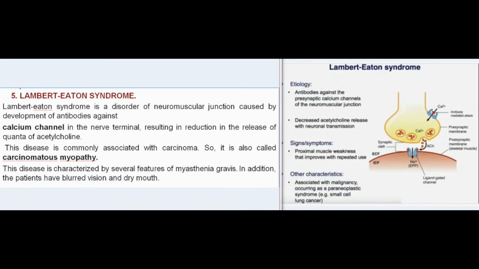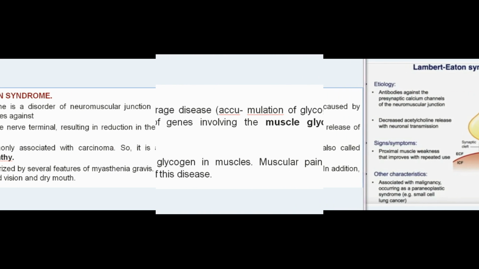5. Lambert-Eaton syndrome. Lambert-Eaton syndrome is a disorder of neuromuscular junction caused by development of antibodies against calcium channel in the nerve terminal, resulting in reduction in the release of quanta of acetylcholine. This disease is commonly associated with carcinoma. So, it is also called carcinomatous myopathy. This disease is characterized by several features of myasthenia gravis. In addition, the patients have blurred vision and dry mouth.